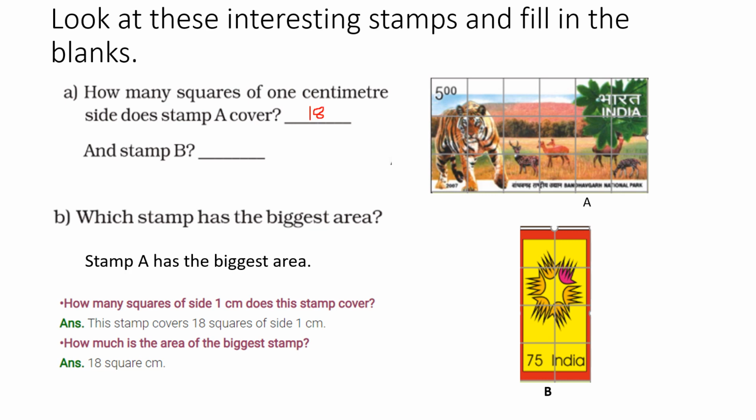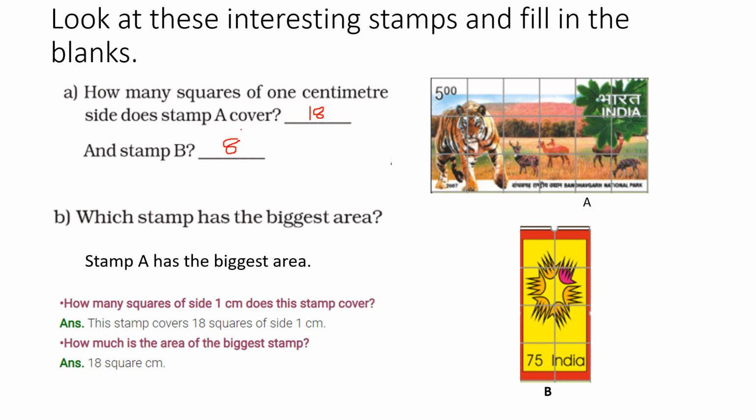And stamp B. Stamp B, how much did we get? We already counted in the last page. Once again, 1, 2, 3, 4, 5, 6, 7, 8. So here we got 8. So right here, in stamp B we got 8.